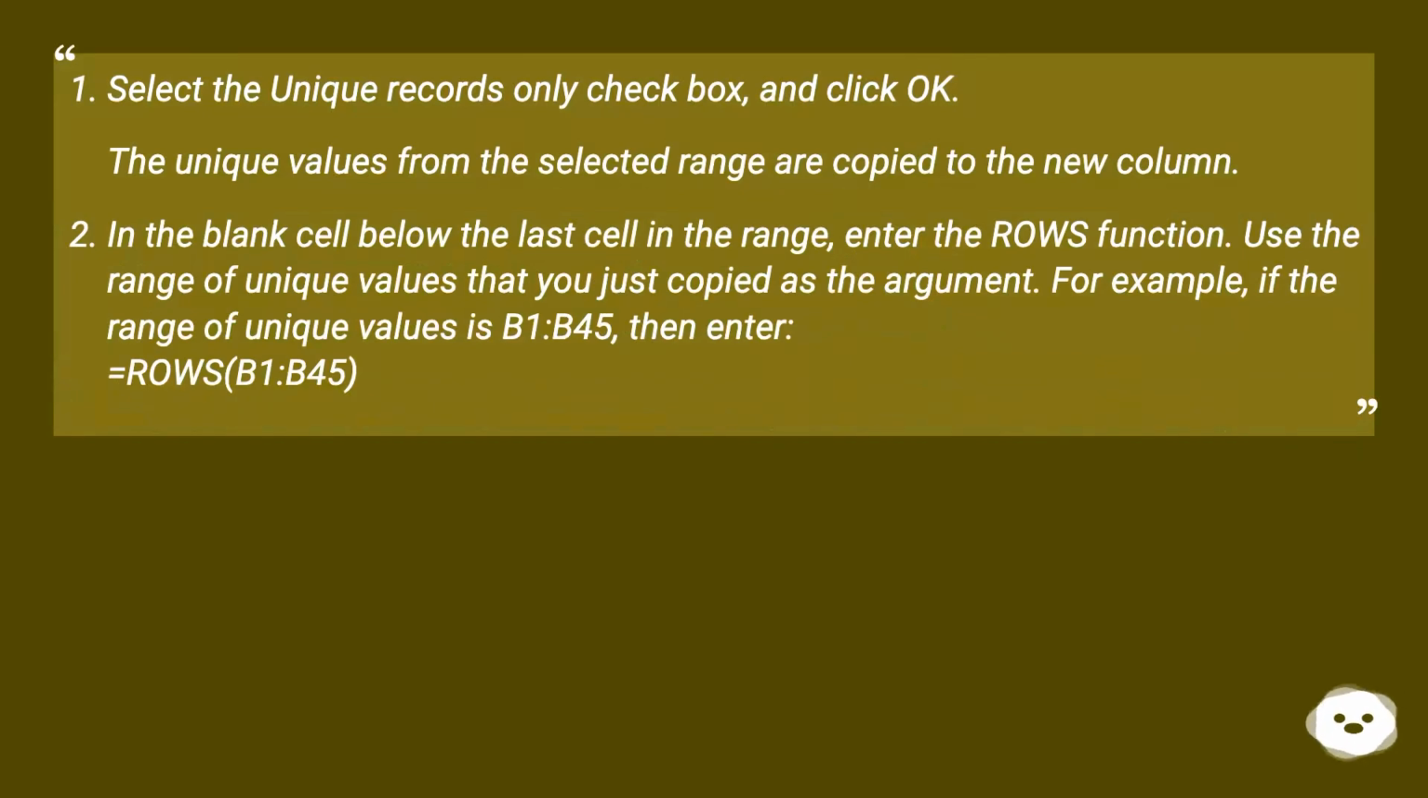Select the Unique Records Only checkbox and click OK. The unique values from the selected range are copied to the new column. In the blank cell below the last cell in the range, enter the rows function. Use the range of unique values that you just copied as the argument. For example, if the range of unique values is B1:B45, then enter =ROWS(B1:B45).